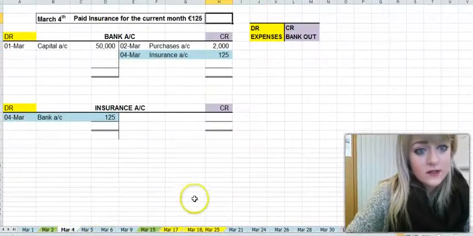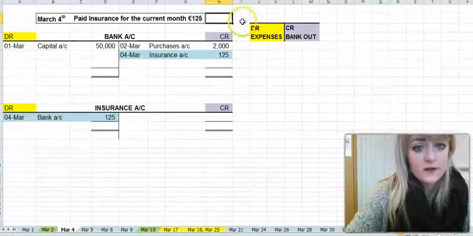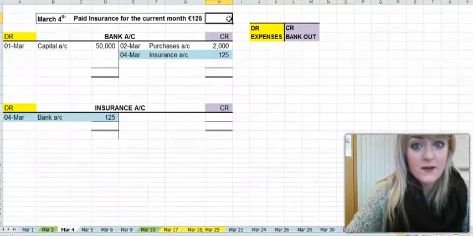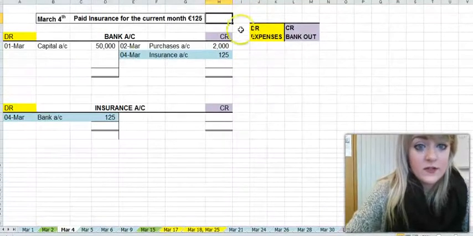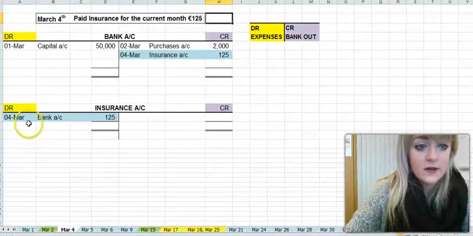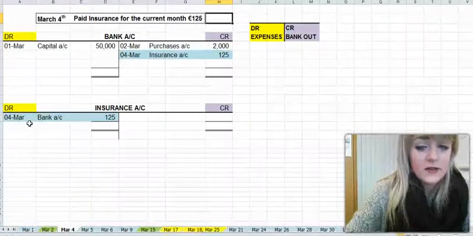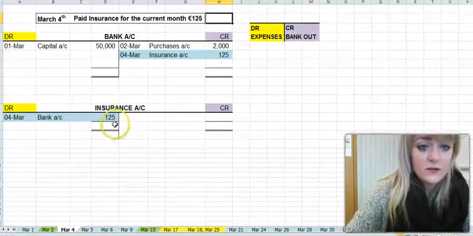Then on the 4th of March, Kate paid insurance for the current month of €125. Paying your insurance, it's kind of like paying for your phone bill every month, your €30 a month. She's paid for the insurance, it's come out of her account, €125 is credited. So again, the opposite to what you see in your bank statement. The 4th of March, insurance. Insurance is an expense. She's not going to see anything back for that long term. So the debit entry, it's a debit expense. We always debit our expenses on the 4th of March. Then €125 in the insurance account, we debit it.